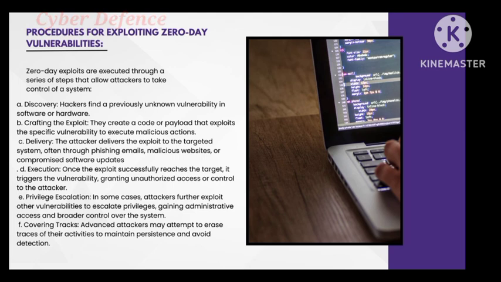D. Execution: once the exploit successfully reaches the target, it triggers the vulnerability, granting unauthorized access or control to the attacker. E. Privilege escalation: in some cases, attackers further exploit other vulnerabilities to escalate privileges, gaining administrative access and broader control over the system. F. Covering tracks: advanced attackers may attempt to erase traces of their activities to maintain persistence and avoid detection.